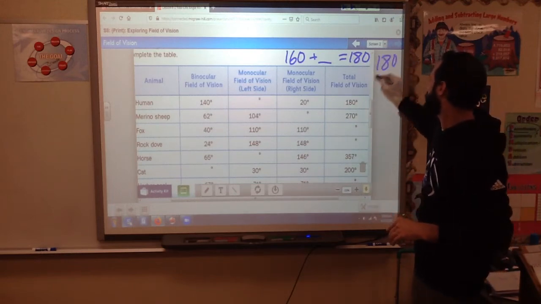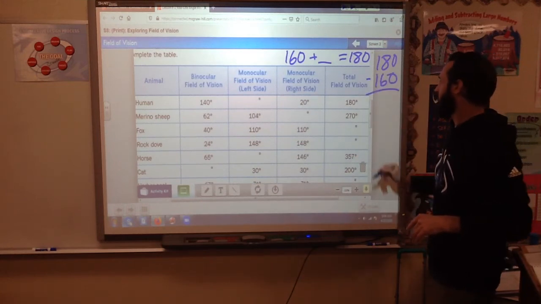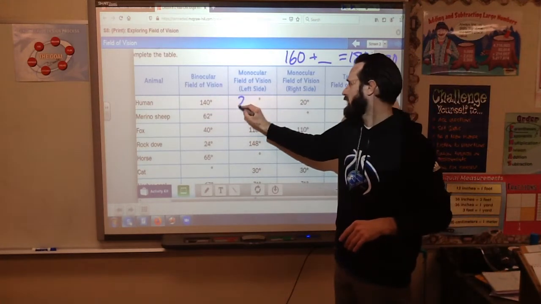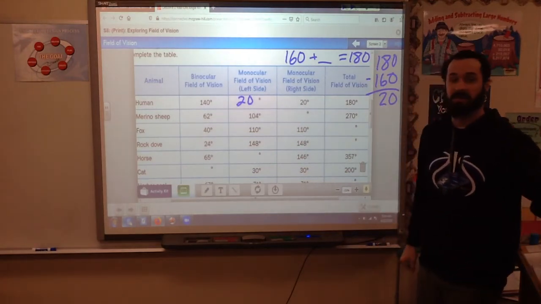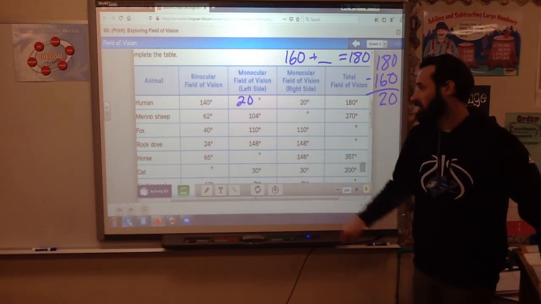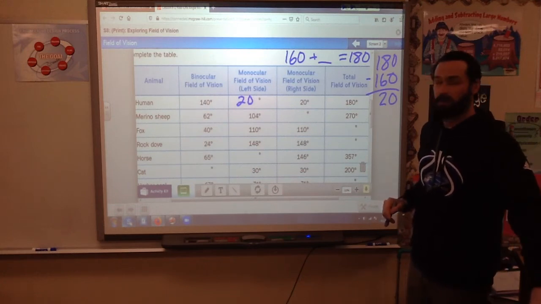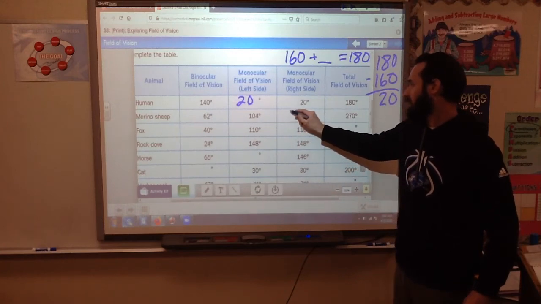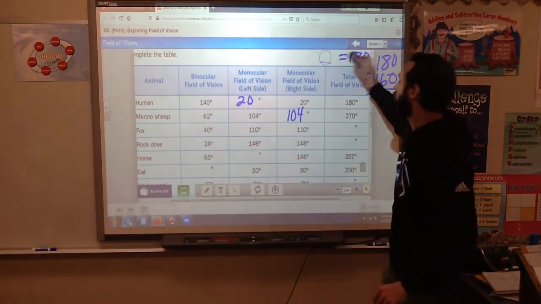Or, if it's easier for you, you could just subtract. And either way you go about it, 0 minus 0 is 0, 8 minus 6 is 2, you're going to get 20. And usually your monocular visions are very similar, or are going to be the same. You can see that 110, 110, 148, 148. But it's still good to check. So if you look at the merino sheep, we have 62, 104. My guess is this is going to be 104, but we can check that. Let's go ahead and check that.